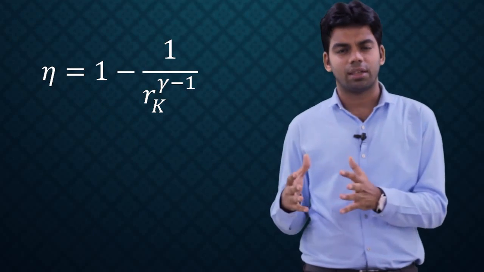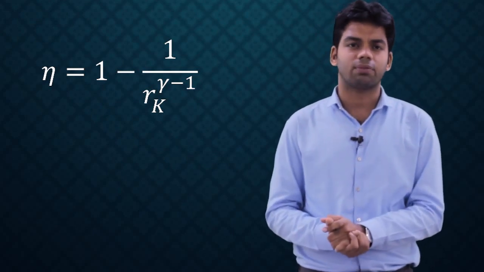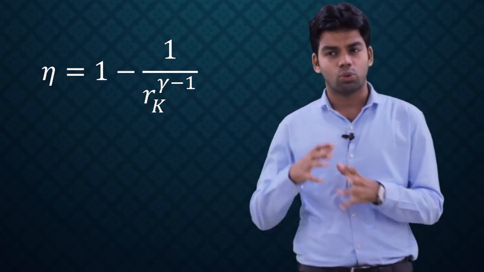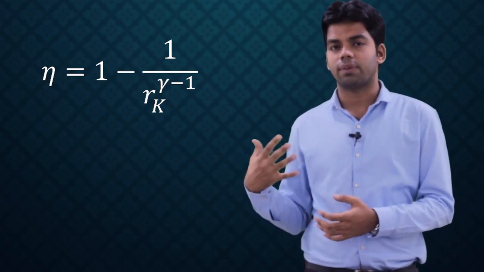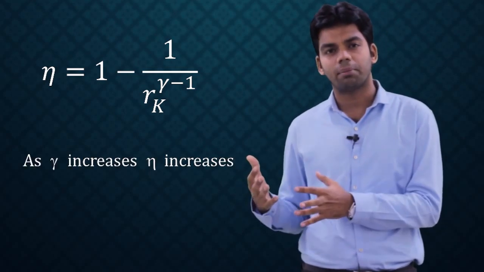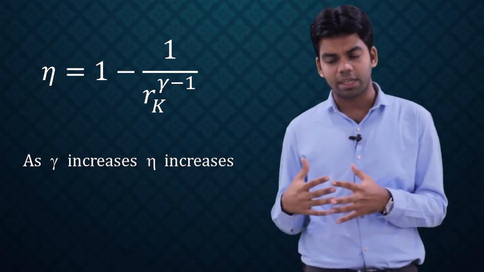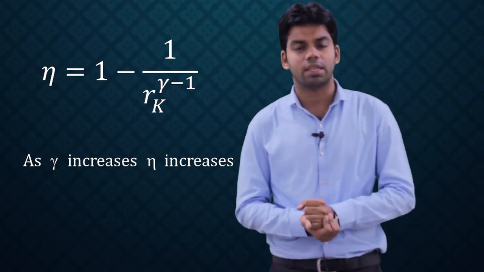As you can see in the efficiency formula, eta is equal to 1 minus 1 by rk to the power gamma minus 1. So increasing rk was one way. Another way to increase the efficiency is to increase the value of gamma. The more the value of gamma, the more the efficiency. So the higher the value of gamma, the higher the efficiency.